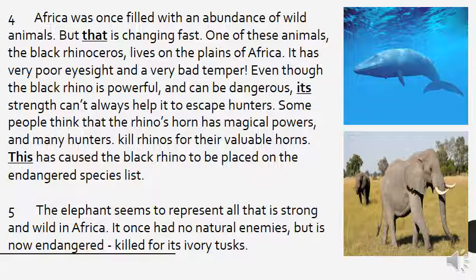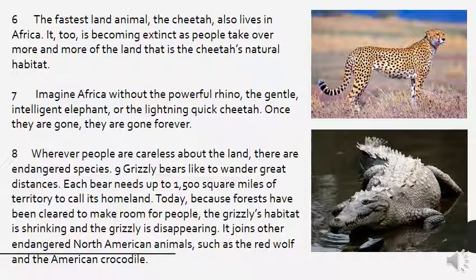The elephant seems to represent all that is strong and wild in Africa because of its large size, of course. It once had no natural enemies, but is now endangered, killed for its ivory tusks. By its tusks, we mean these, the white ones. So even the elephants are being killed and hunted for their ivory tusks, because also these are expensive. Some people use them for decoration and so on.